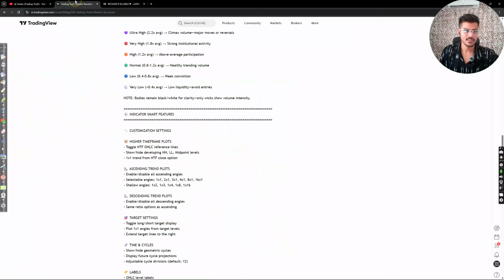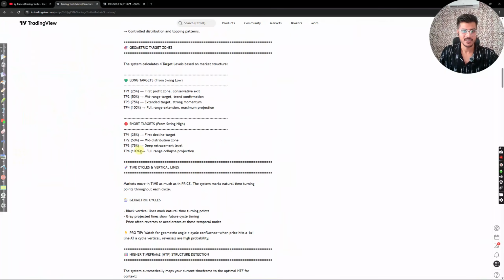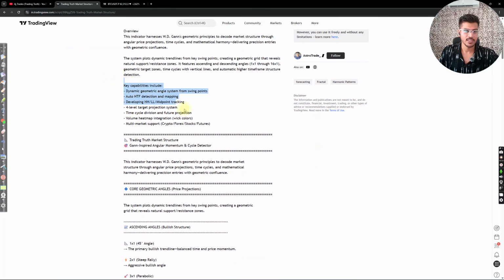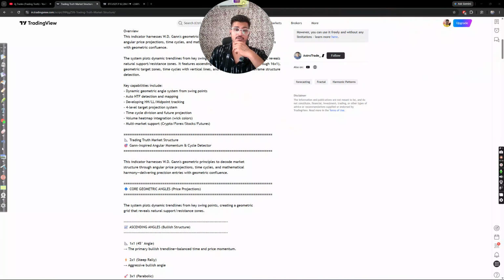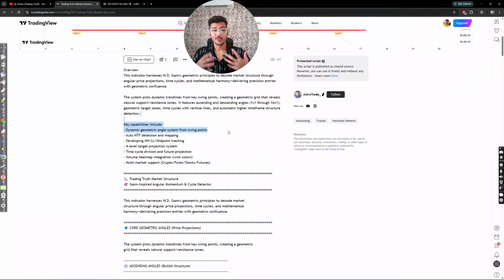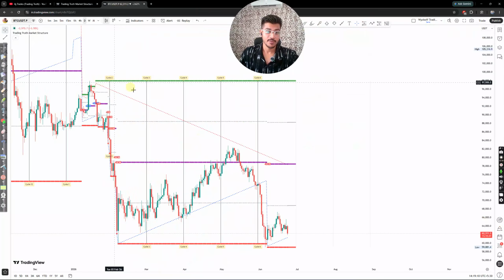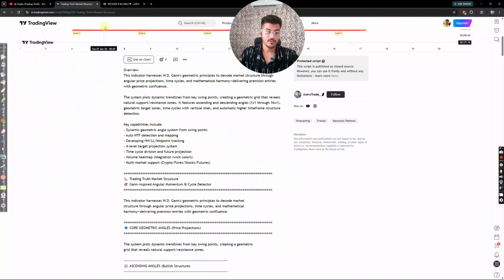Let me go step by step so that you understand what I'm talking about. You can read about that, but the key capabilities are that it's going to dynamically try geometric trend lines. It will also automatically detect the highest high and lowest low from a higher time frame and map them in your own system. Then there's developing highest high, lowest low mapping, and target level projection.